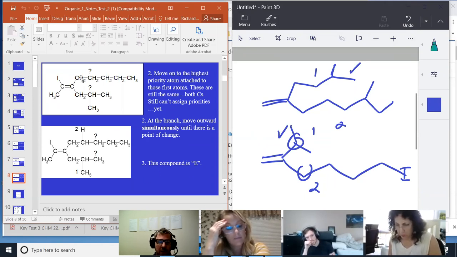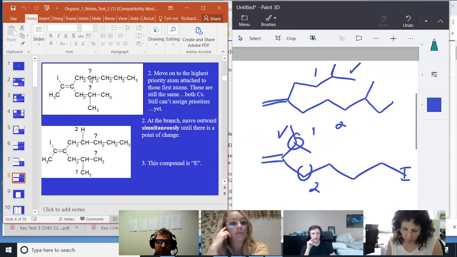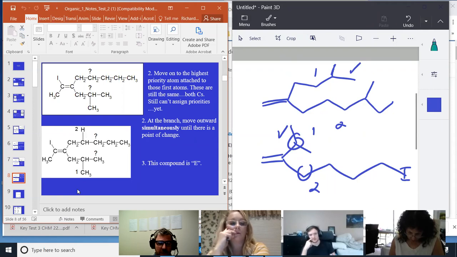So it's like you said, we have C and C, that's no winner. C and C, that's no winner. Now we go out and we see that they both have one C attached, but the other one has an H attached. Remember, it's going out to the heaviest atom directly connected. So the competition is between H and C, not H and CH3. Right there it says two H's, but in another place it just had one H. Do you only consider one of the H's or both of them together?